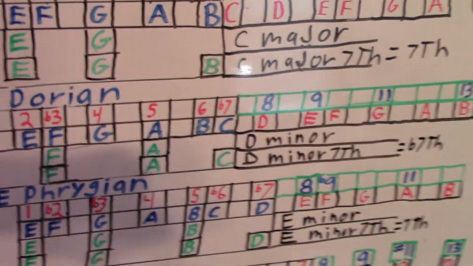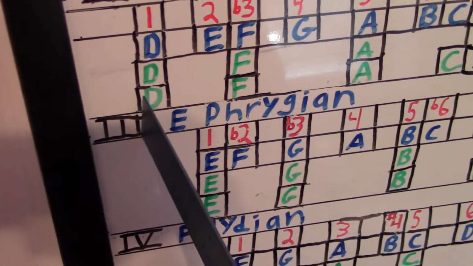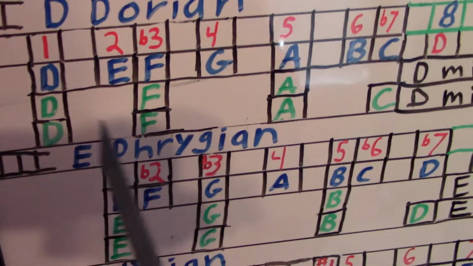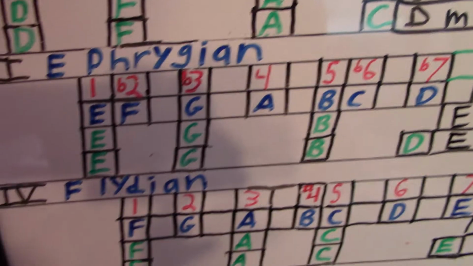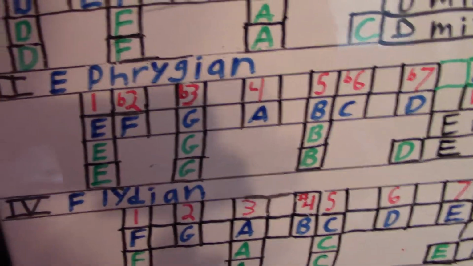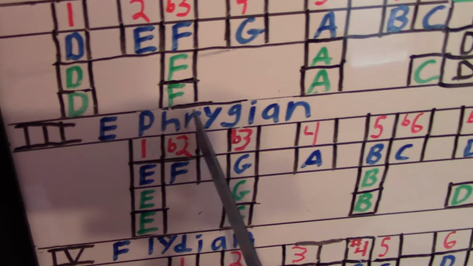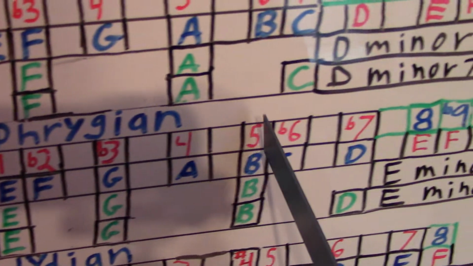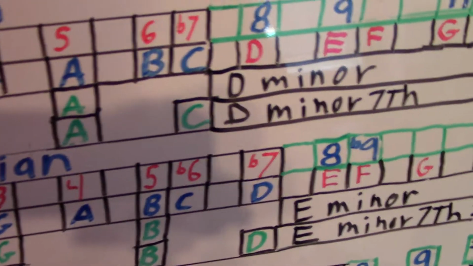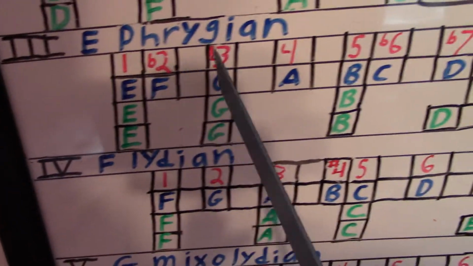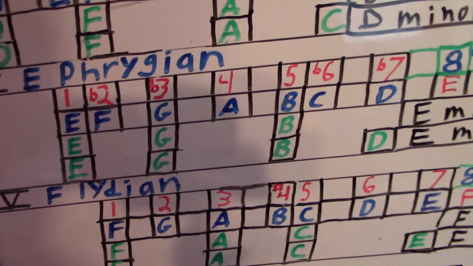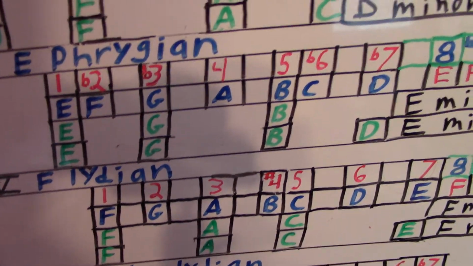Hope that makes sense to everybody. Now we're going to go to mode 3. Roman numeral 3 is E Phrygian. Okay? See, the interval structure changes a little bit. You have your root, flat second, flat third, fourth, fifth, flat sixth, and flat 7. Okay, you have E, F, G, A, B, C, and D for that mode.